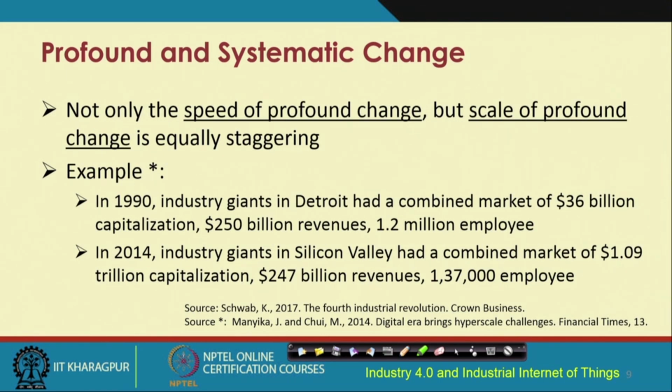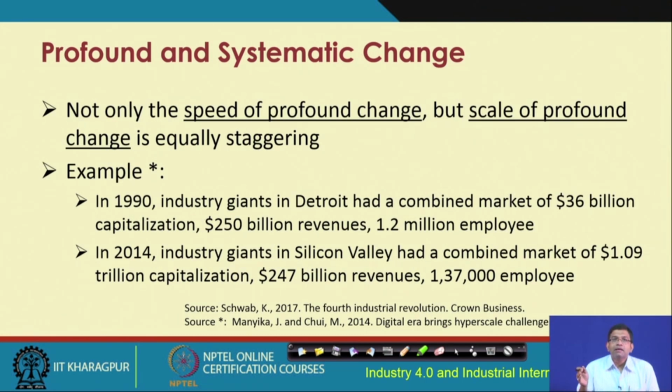Going back to the 1990s, there were different industry giants in the Detroit area in the US, which had a combined market value of $36 billion in terms of capital, and their overall revenues were on the order of about $250 billion US dollars, and the number of employees working in that area was about 1.2 million. In 2014, in Silicon Valley, the different industry giants together had a combined market value of about $1.09 trillion.